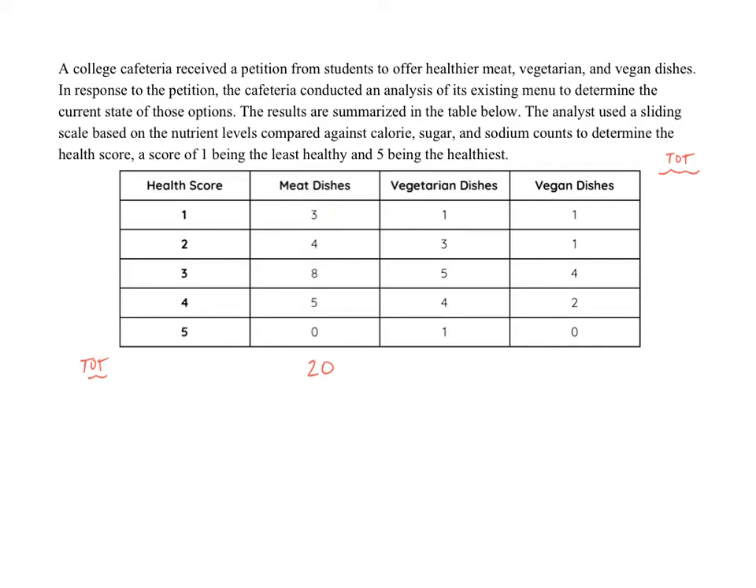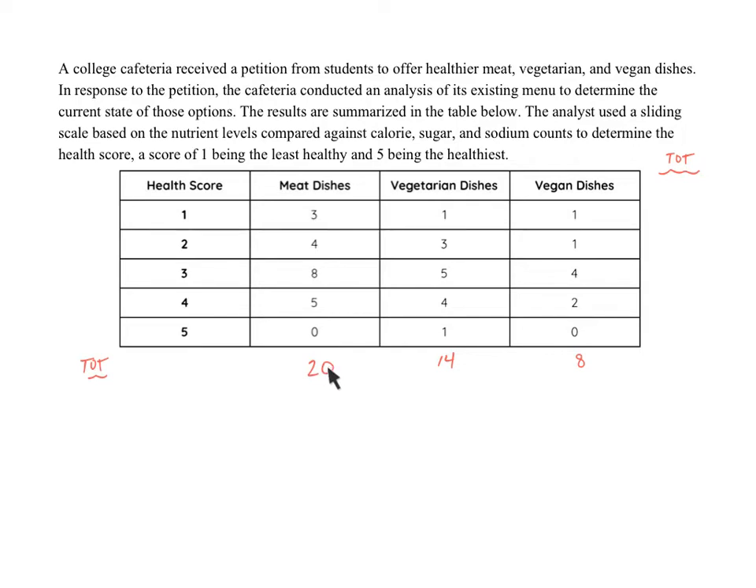All right, and then I should add the other columns as well. So go ahead and do that. And then we should add the rows as well, right? So this is a 20 representing all of the meat dishes. There are 20 meat dishes.